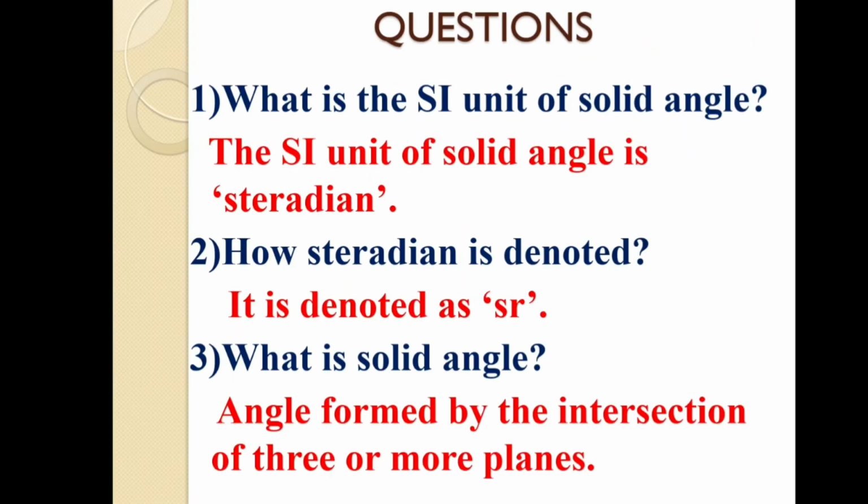Questions that have to be reviewed for solid angle. What is the SI unit of solid angle? The SI unit of solid angle is steradian. How is steradian denoted? It is denoted as sr. What is a solid angle? The angle formed by the intersection of two or more planes is called a solid angle.